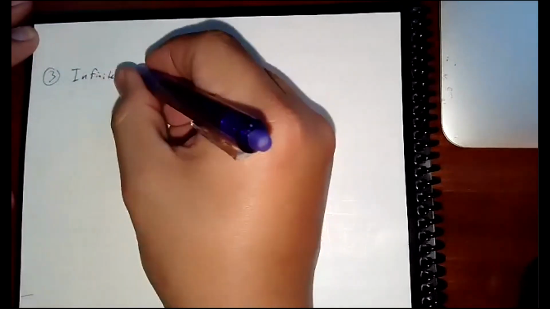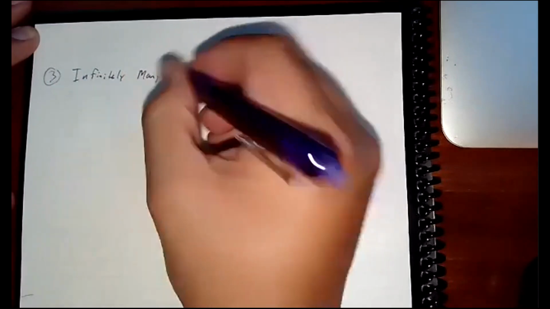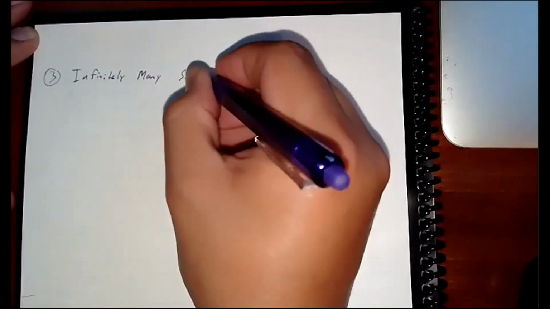Now the third scenario: infinitely many solutions.